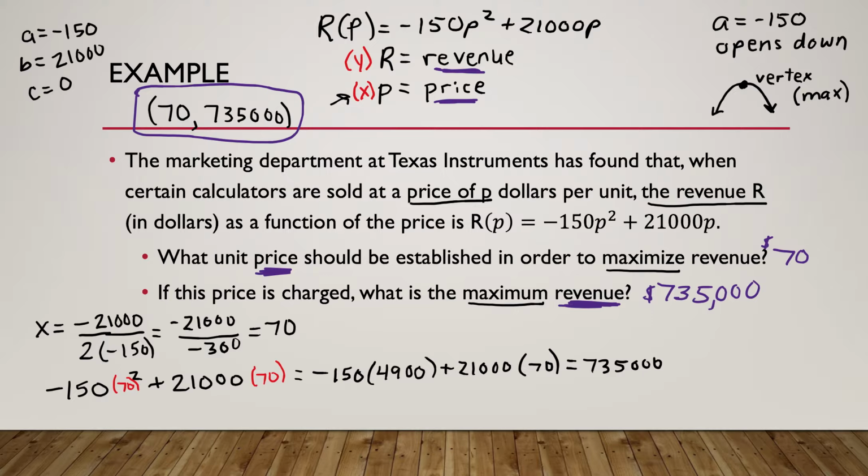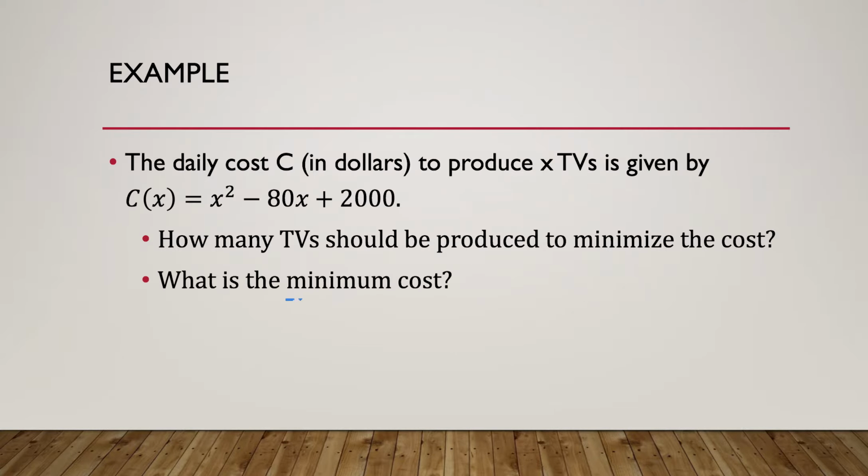All right, so now we've done that problem. Let's move on and look at another one. We're going to move through this one a little bit quicker. Now that you've seen an example, this one is going to work the same way. We have the daily cost to produce x TVs is given by, and we have our function. How many TVs should be produced to minimize the cost? What is the minimum cost?